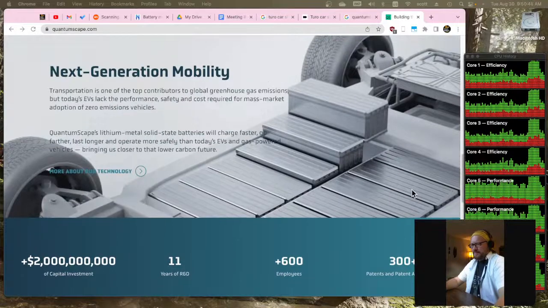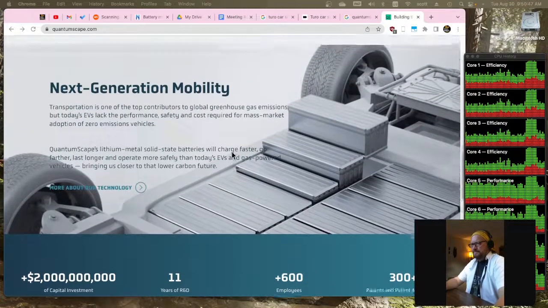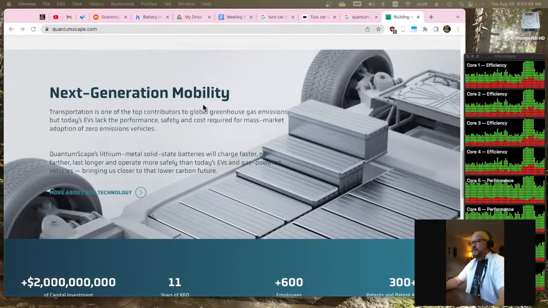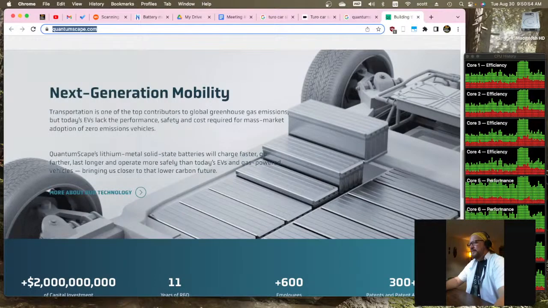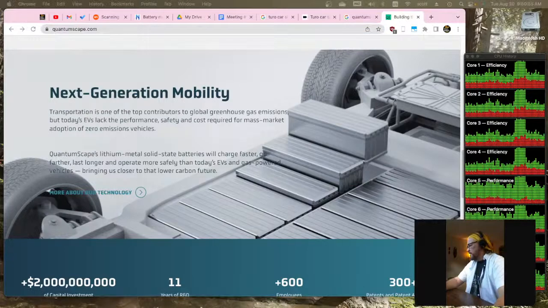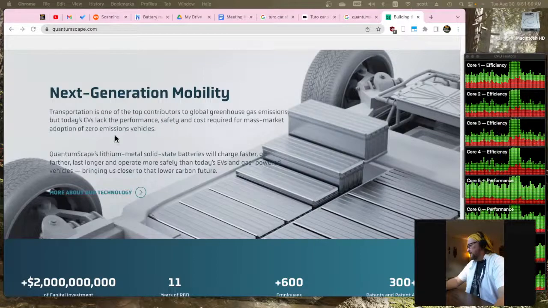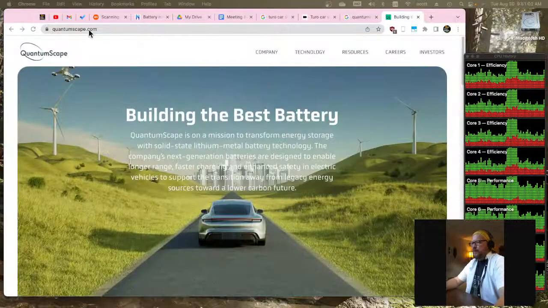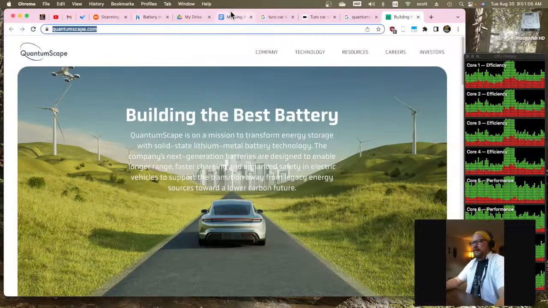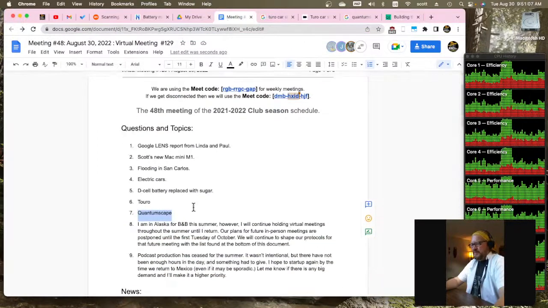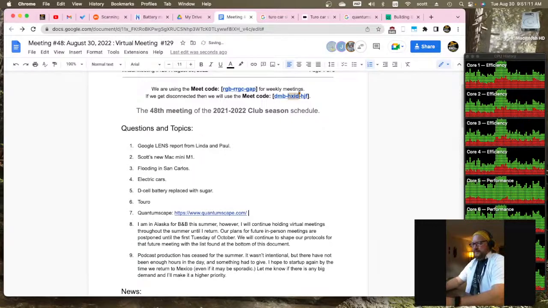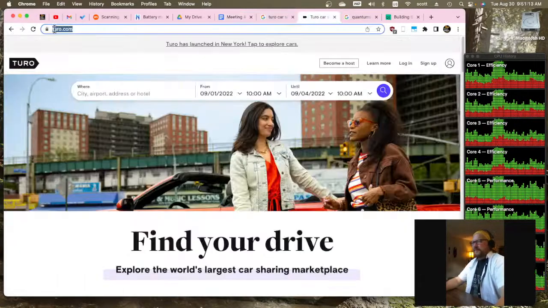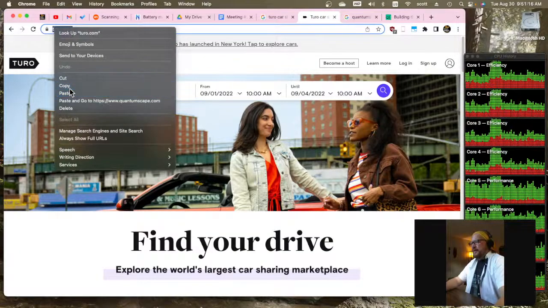What's the name of that stock again? Quantum Scape. I've got it on my screen right now. Here, I'll drop the link into our in-call meeting. I'm not recommending it. I'm just telling you about it, because we're having all this battery talk. I'm going to put it on our document too. Is what they're doing going to be lithium free, I wonder?